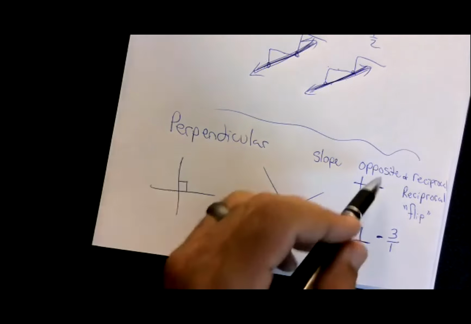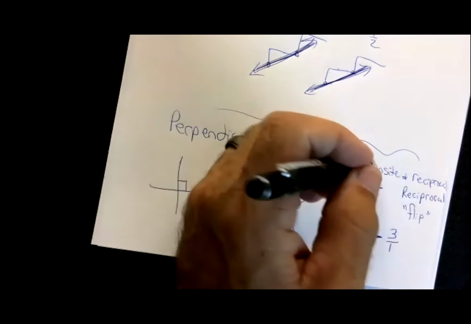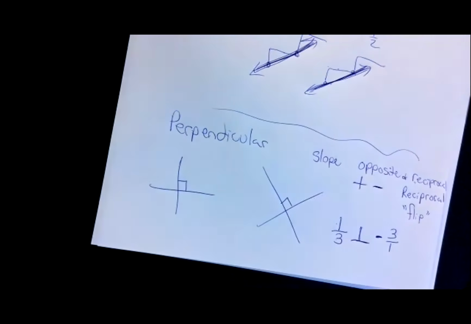So again, for perpendicular, both of those things have to happen. It has to be both opposite and reciprocal. Anything else will be neither of those.